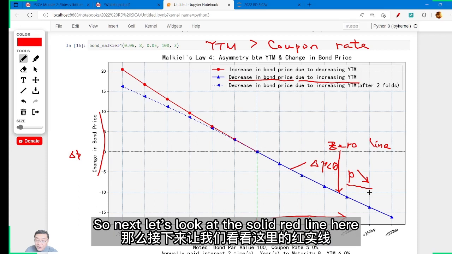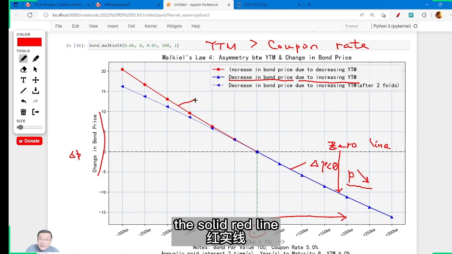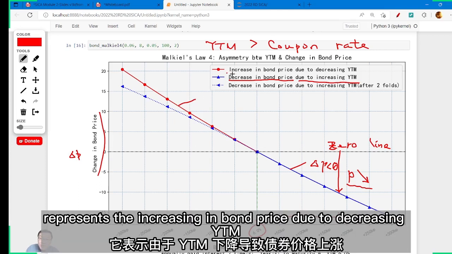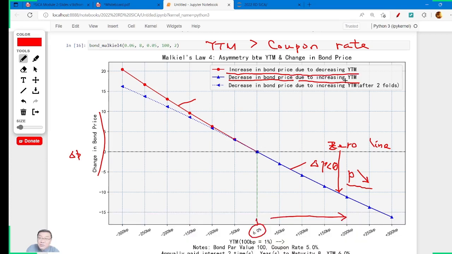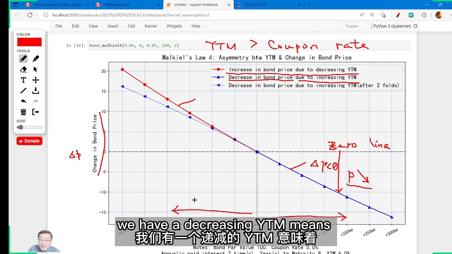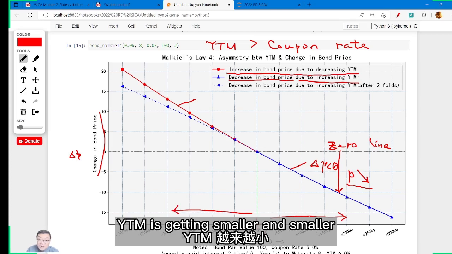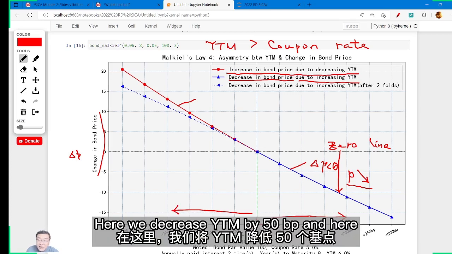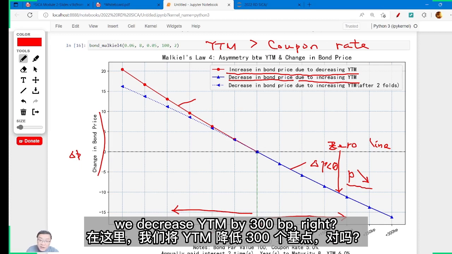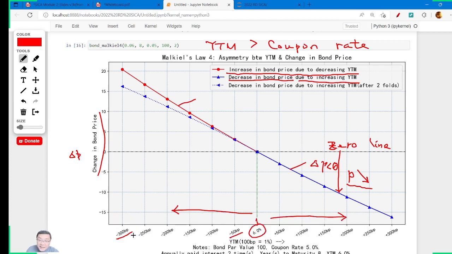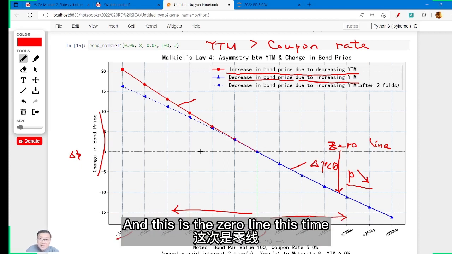Yeah. So next, let's look at the solid red line here. The solid red line represents the increase in bond price due to decreasing YTM. So this way, we have a decreasing YTM, means YTM gets smaller and smaller. Here we decrease YTM by 50 BP until we decrease YTM by 300 BP, right? Yes. And this is the zero line.